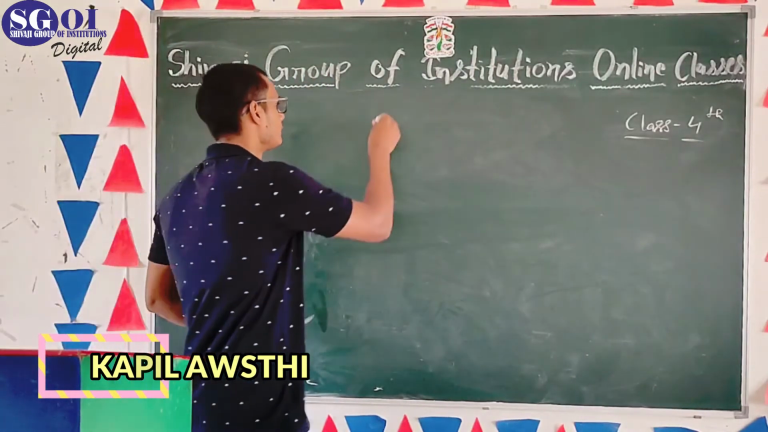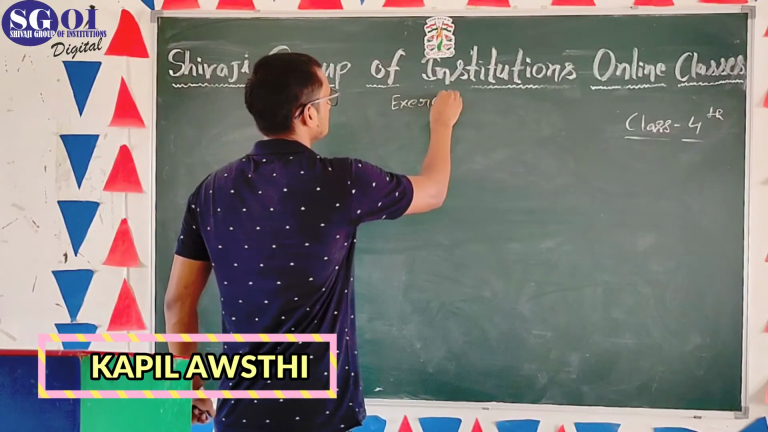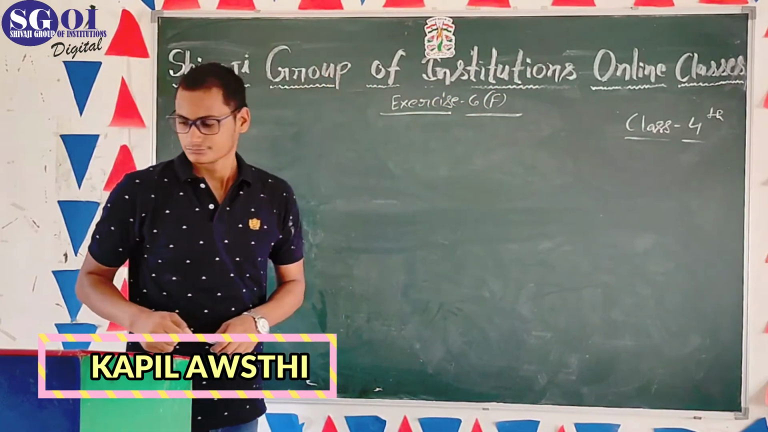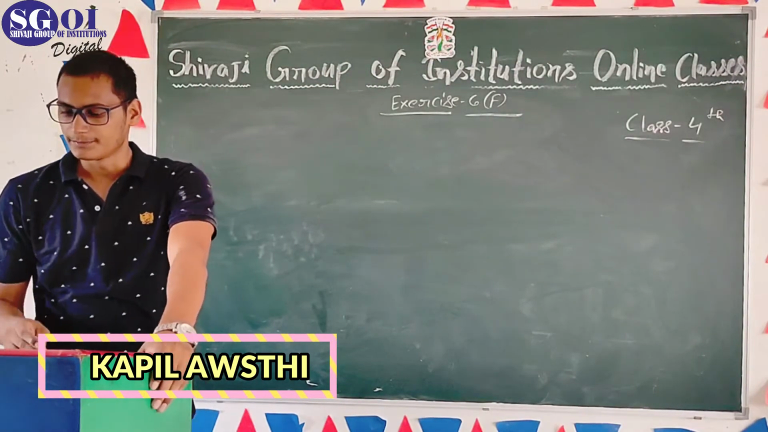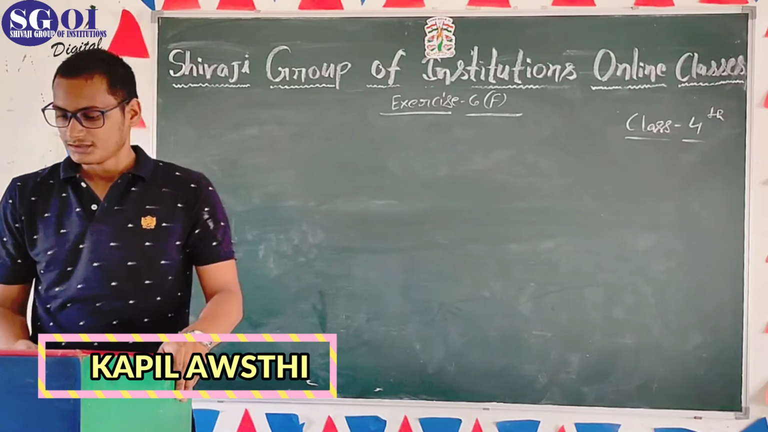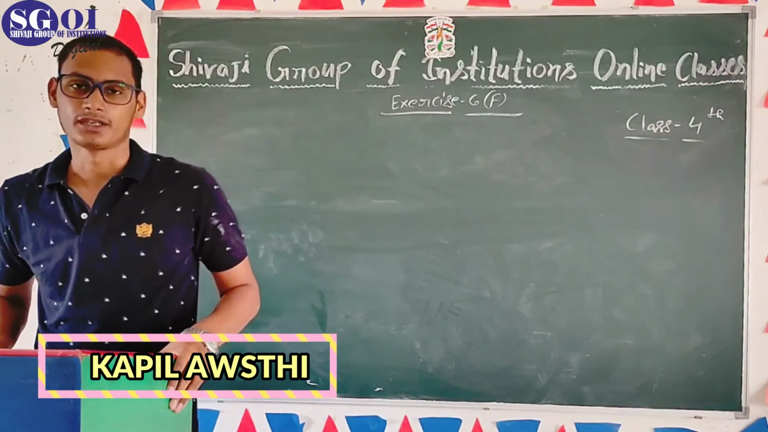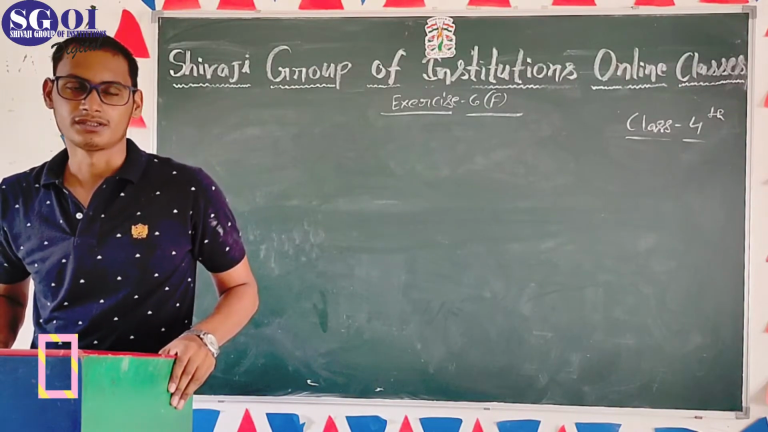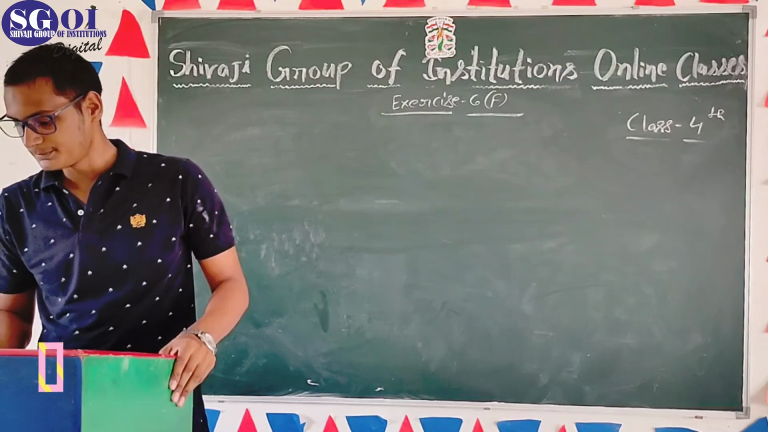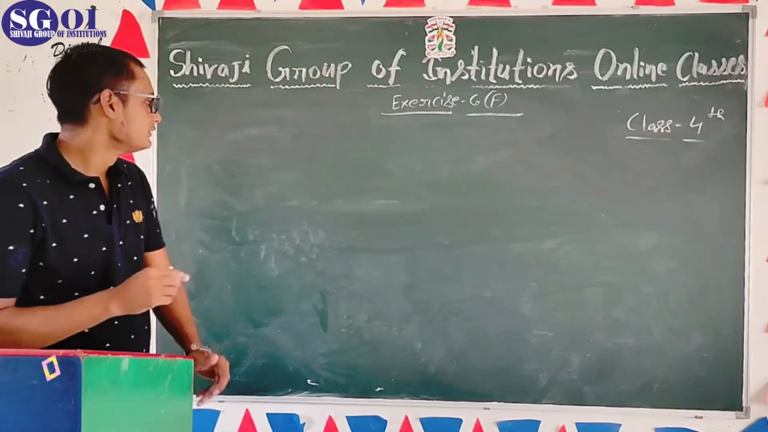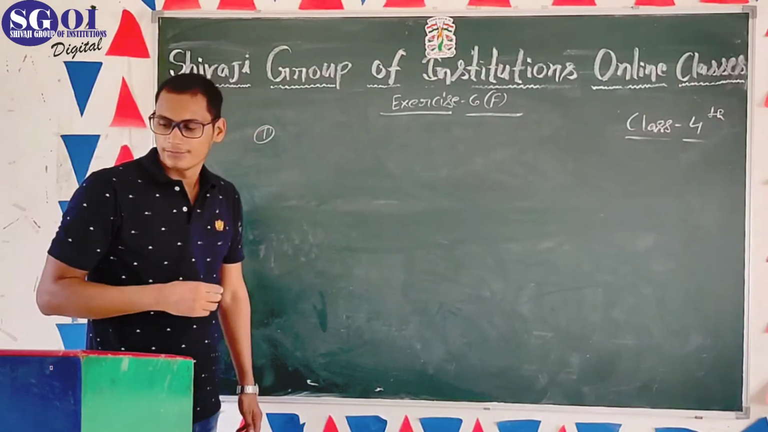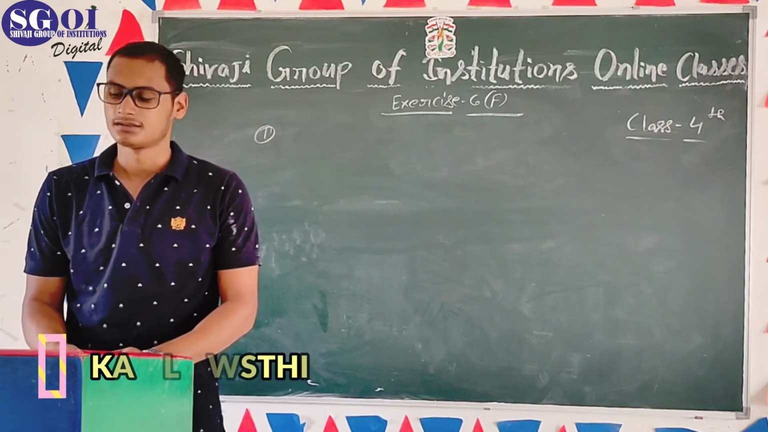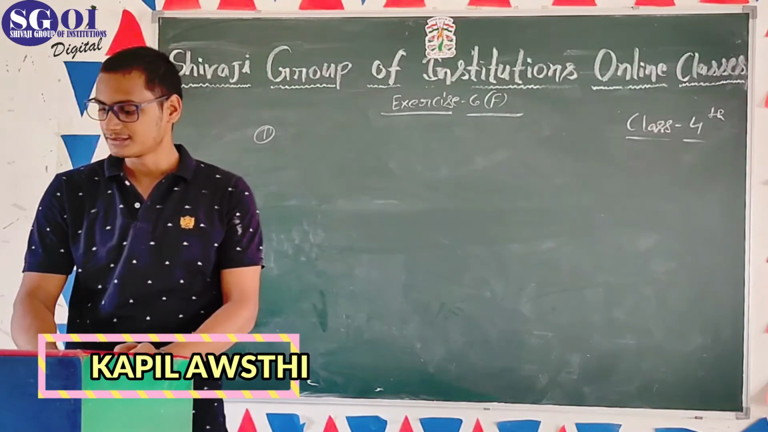Exercise 6F. The questions are based on word problems. Question number 1. Students must read the questions carefully. The cost of a pack of ghee is 308 rupees. Find the cost of 97 such packs.